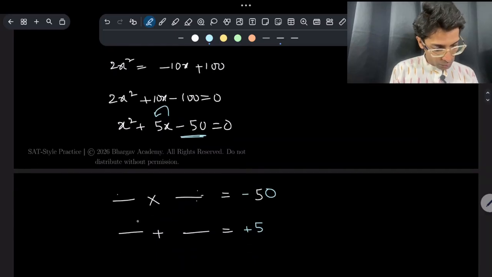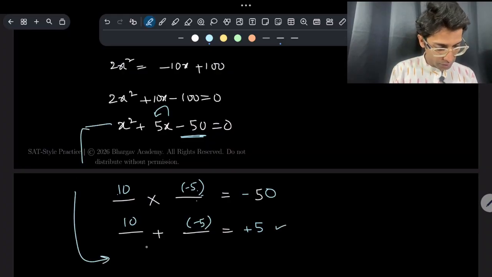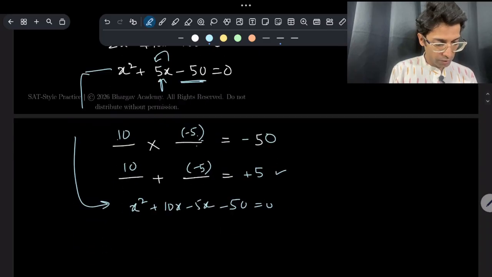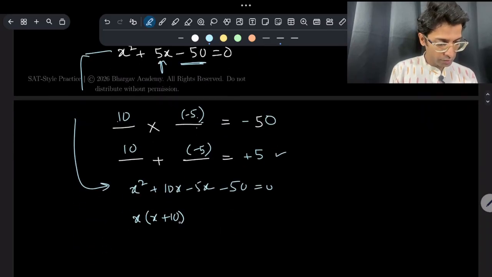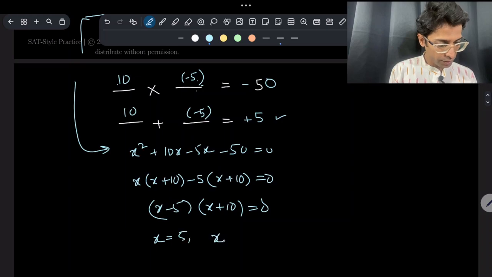So that comes out to be, what does it come out to be? 10 into minus 5 will give me minus 50, and if I add 10 and minus 5, I'll be getting plus 5. So I can split the middle term like this: x square plus 10x minus 5x minus 50 equal to 0. I can factorize this in this way. So that comes out to be x minus 5 into x plus 10. So the possible values of x are x equal to plus 5 and x equal to minus 10.